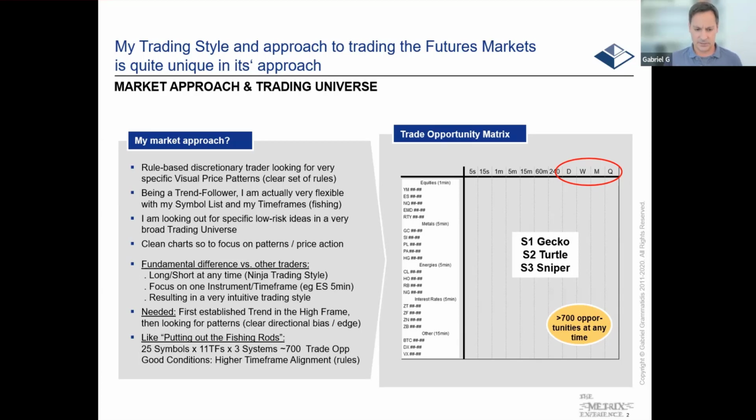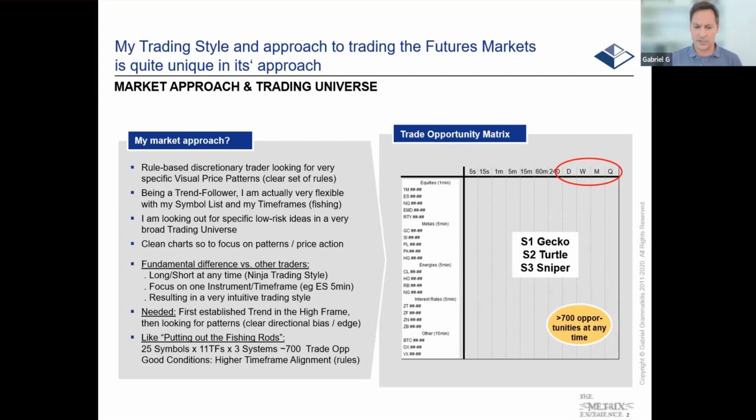The number of trades. What we are looking for is an established trend in the higher time frame. So that's the very first thing. And then we're looking for a visual price action pattern, basically 1 or 2 time frames lower. Well, this is a very specific requirement, right? So this is why we have this trade universe.